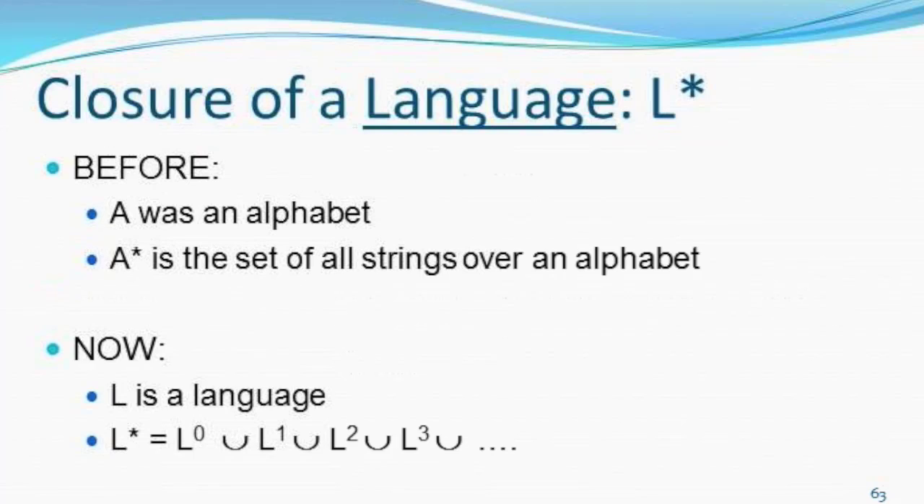That's easy. Now we're going to talk about L star. So we're talking about the closure of a language now. Before we were talking about A star, where A was an alphabet, and A star is the set of all strings over an alphabet. Now we're going to talk about L star. So what happens when you star a language? And the answer is that the closure of a language, if you take L star, you just take the union of L to the 0, union with L to the first power, union with L squared, union with L cubed, and so on.